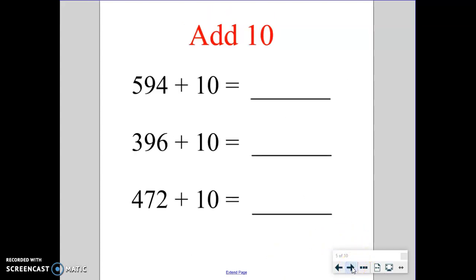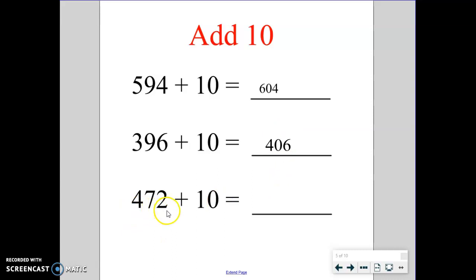I'm going to do a few more, adding by 10, so 594, and I get another 10. I see 9 tens plus 10, one more 10 is 10 tens, so I'm going to have 600, no tens, and then those 4 ones, so 604. 396 plus 10, again I'm going to make another 100. 9 tens plus another 10 is 10 tens, and 10 tens always makes 100, so I'm going to have 406.